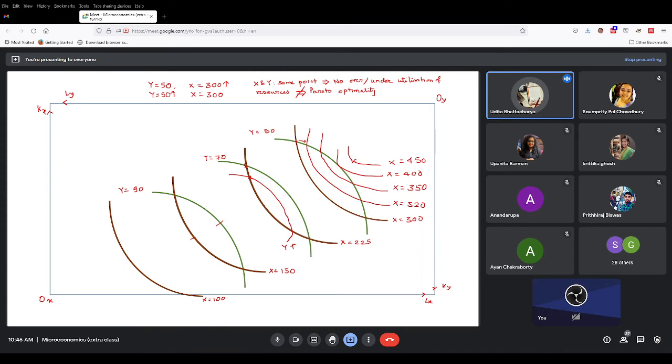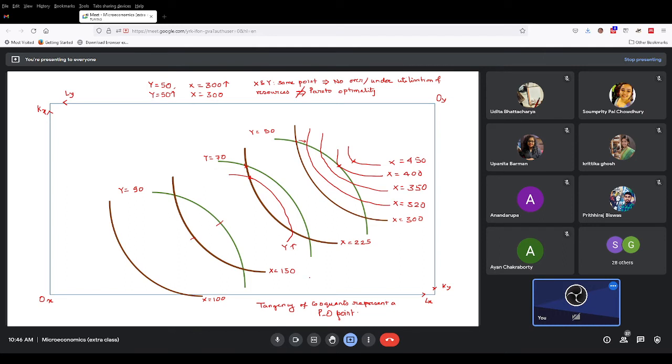Then Y's level of output has to increase. I am at this point. Y is at this point. X is at this point. You come back to the overutilization, underutilization problem, right? You're violating this condition. You have to be at the same point. So the tangency of isoquants represents a Pareto optimal point.